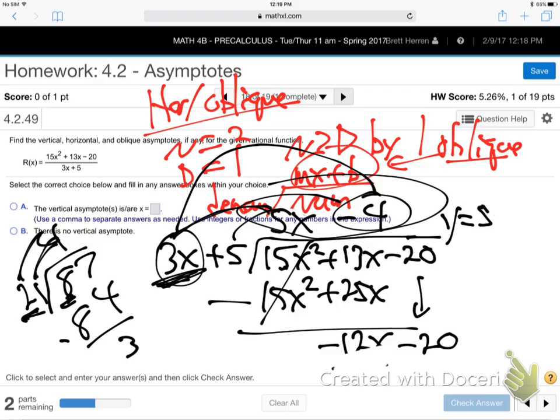Y equals 5x minus, am I on the screen still? Yeah. 5x minus 4. That's our mx plus b. That's our oblique asymptote line. You can put that on the graph, but I don't have time. There it is. That makes sense? It's a little painful. Feel free to look back at that.